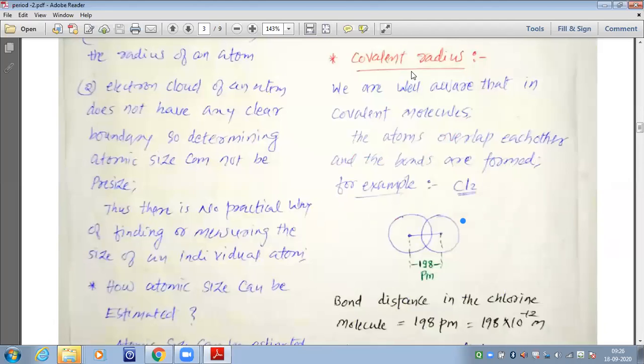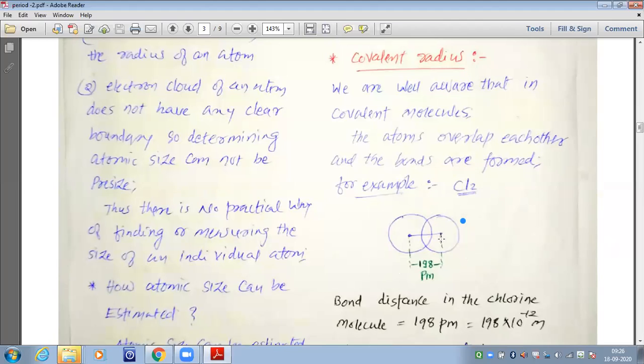Now let us understand how we measure the covalent radius. We are well aware that in covalent molecules, the atoms overlap each other and bonds are formed. Let us take the example of the chlorine molecule. In a chlorine molecule, there are two chlorine atoms, they overlap each other and form a bond. This bond formed by sharing of electrons is known as the covalent bond. The distance between the centers of these two chlorine atoms is measured either by the spectroscopic method or by X-ray diffraction.